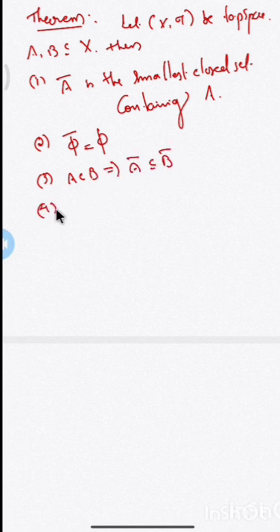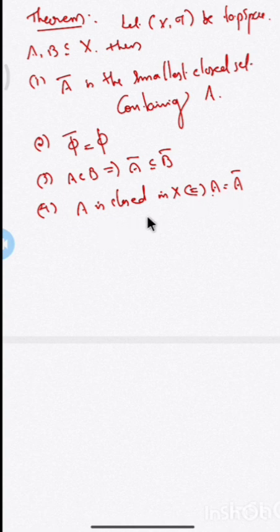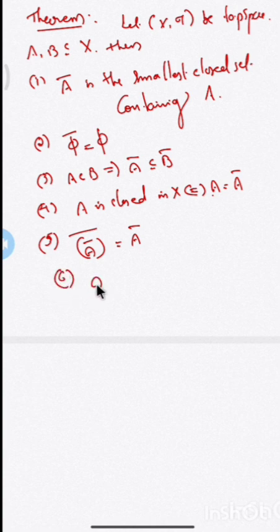And the fourth property says A is a closed set in X if and only if A equals A closure. When a set is closed, its closure is itself. When A equals its closure, then the set is closed. And the fifth property, the closure of A closure is A closure. And the last property, the closure of A union B is equal to A closure union B closure. So these are some properties of the closure of a set. Okay, see the proof.